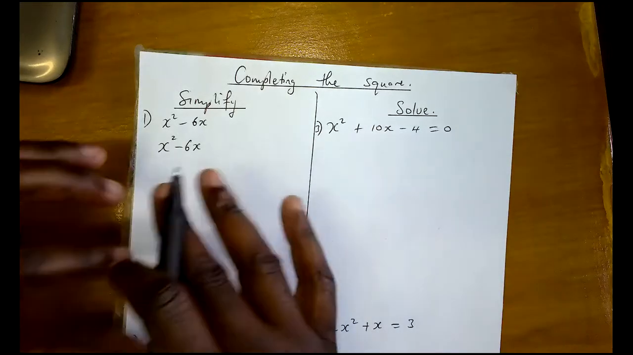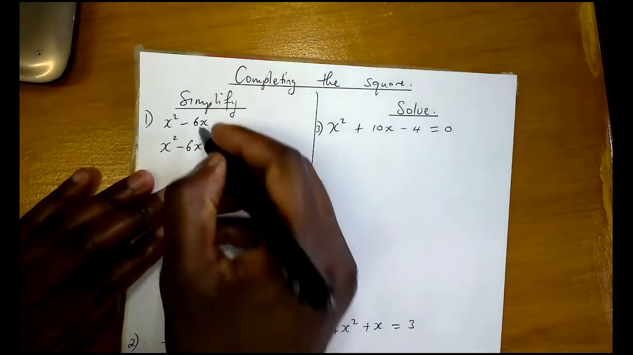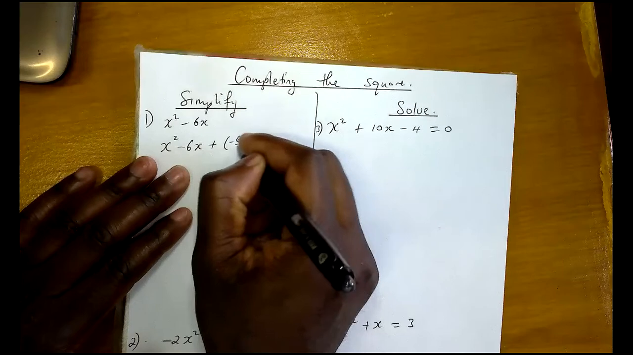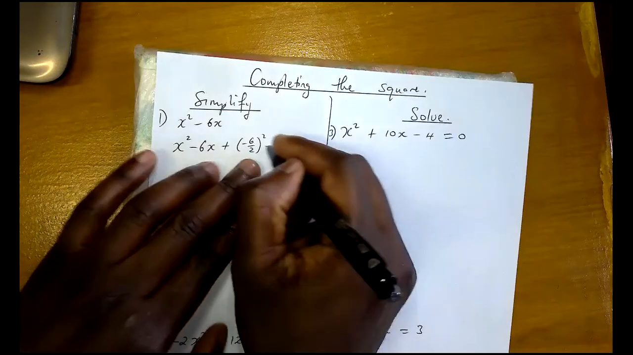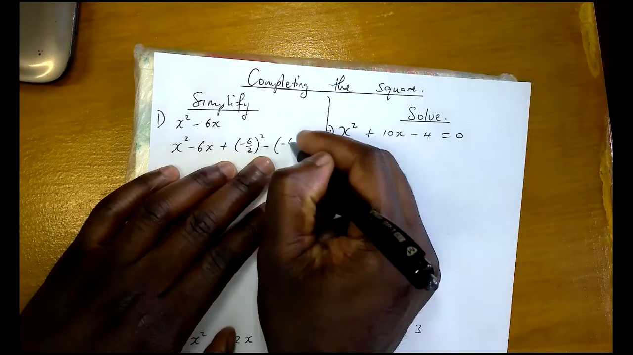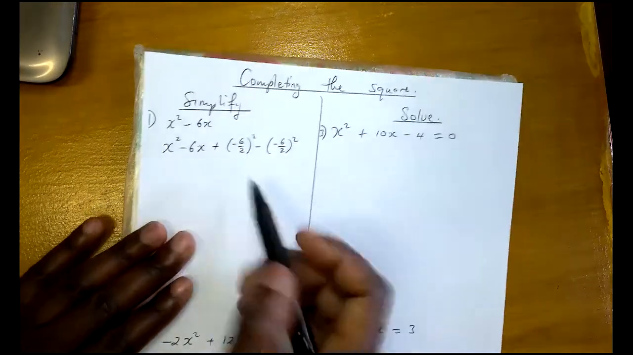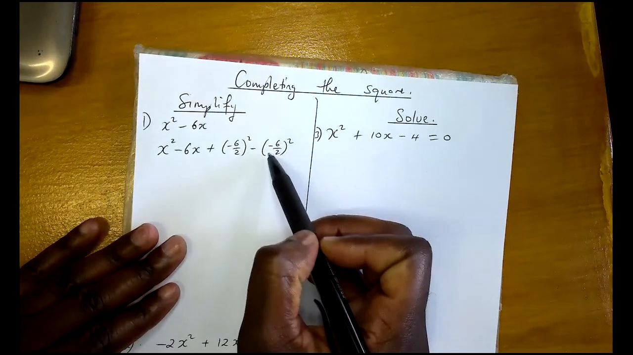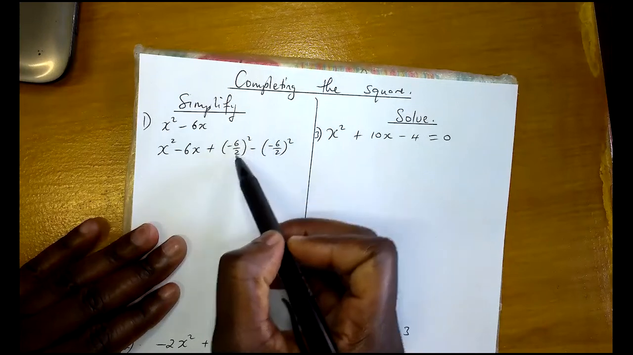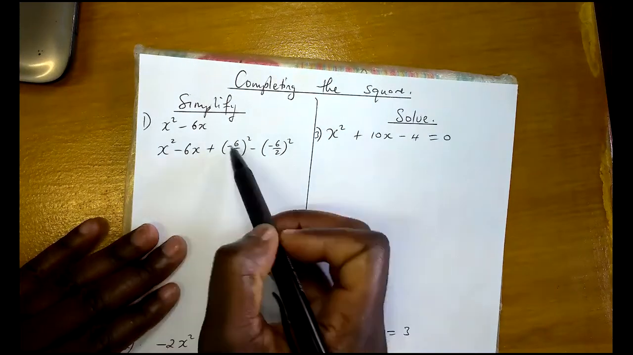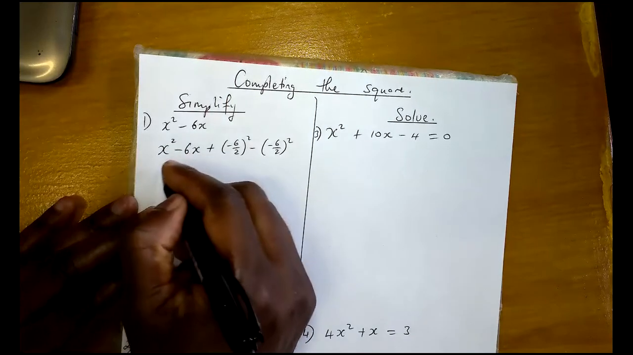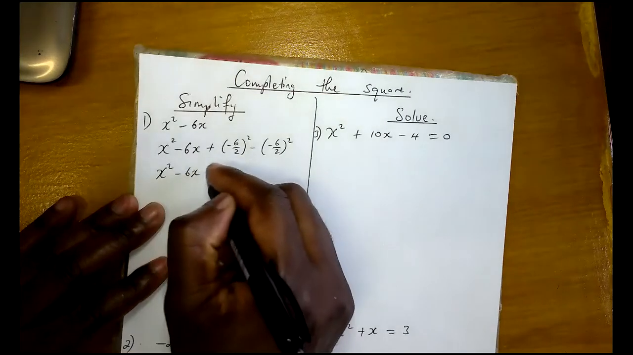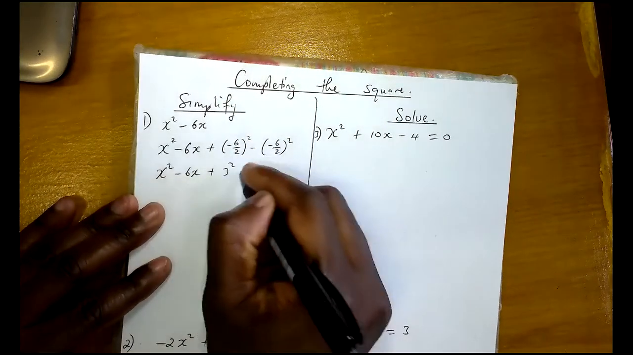Because remember here, when you're completing the square, you're just modifying your expression here. So you're going to add plus in bracket negative 6 over 2 squared minus negative 6 over 2 squared. Now, some of you find that you don't see the reason of putting negative, okay? Because the square here is actually meant to remove the negative. So you can even put 6 over 2, it's going to be still fine. Now, what do you get here? You're going to get x squared minus 6x plus 3 squared minus 3 squared.